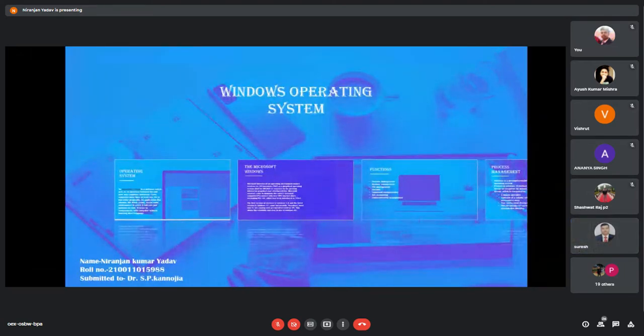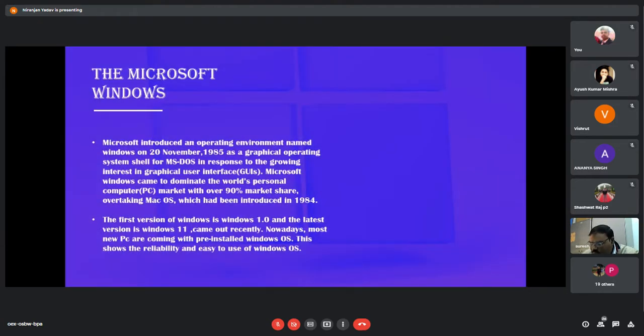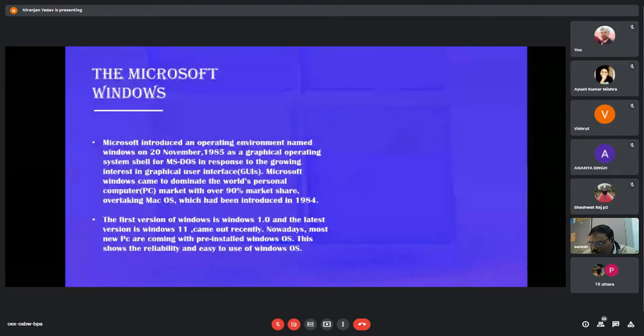There are various types of operating system. Among them, Microsoft Windows is the widely used operating system. Let us check why it is so. Microsoft introduced an operating environment named Windows on 20 November 1985 as a graphical operating system shell for MS-DOS in response to the growing interest in graphical user interface.